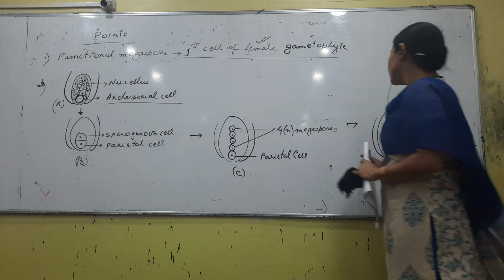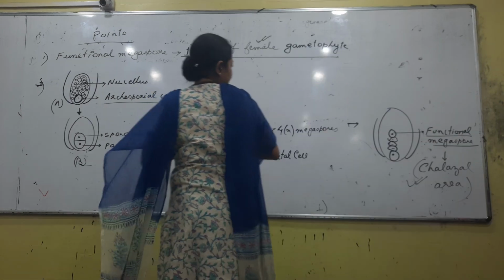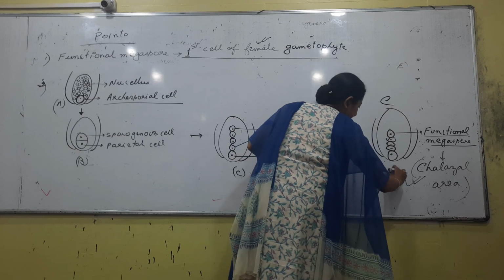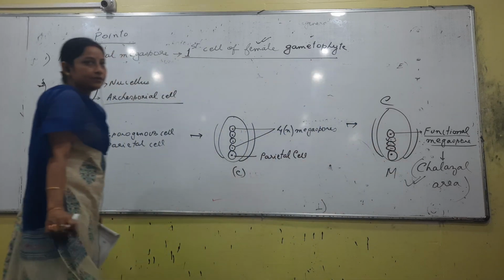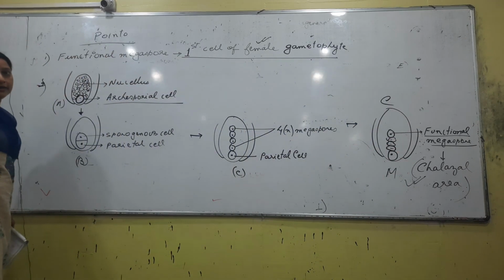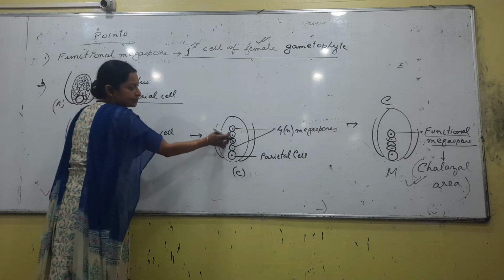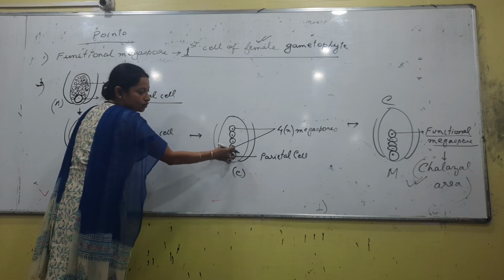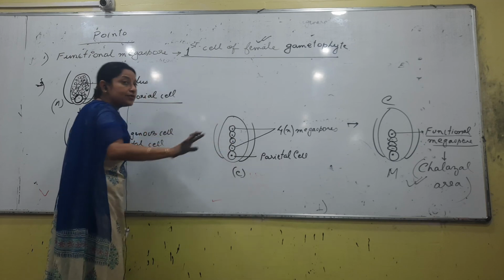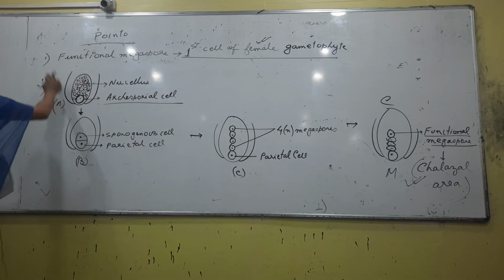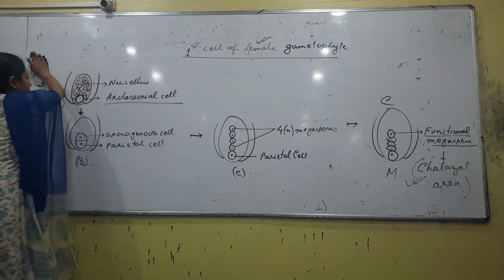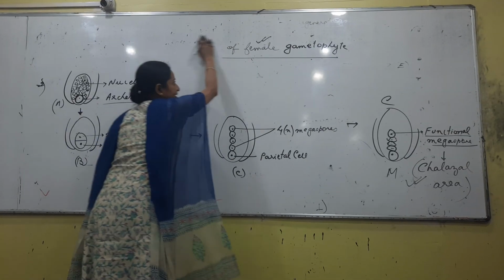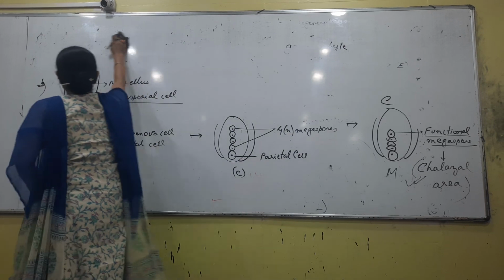Clear? So the question that comes is on which side the functional megaspore will be. This is the chalaza, this is the micropyle. The others will all degenerate, only this one remains. So everything, 1, 2, 3 and the parietal cell, will ultimately degenerate. So this was the second one, and finally we write the last point of today's class, the third point.